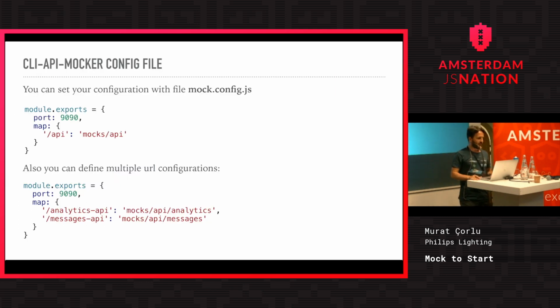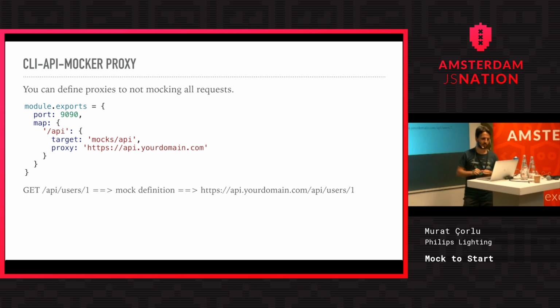Also, it's possible to define the config file for mockit, CLI API Mocker, with the file name of mock.config.js. You can define your ports, your base URLs, and target folders easily. Also, it has a proxy definition easily, like we have in the Webpack example. If you define settings like that, it will check your mock definition for that URL. If it cannot find it, it will check your real API.